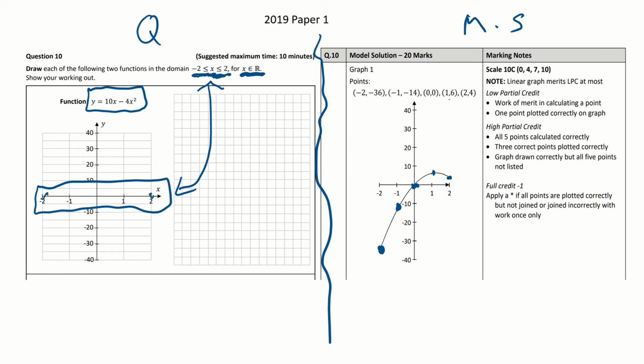And what you would have to do then is join them up in order to get your full marks, in order to show me that you have catered for all the real numbers between -2 and 2. So by catering for those, you would sketch your graph like that and fill it in. And what you would be left with is exactly what the marking scheme is showing you there, that curve.